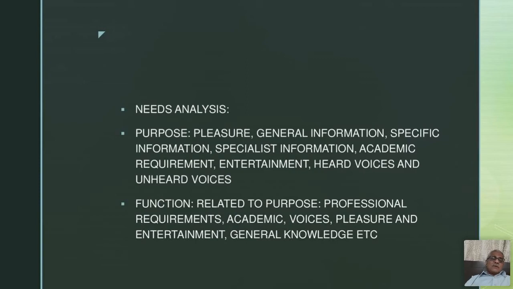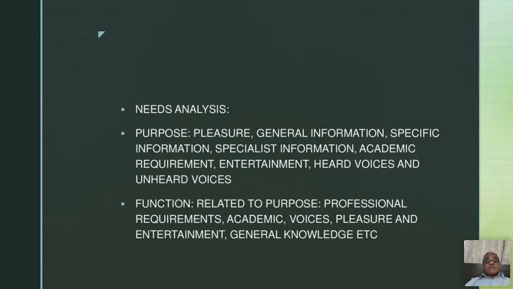So it all boils down to our needs, then the purpose, which again is related to our needs. Read for pleasure, or for general information, specific information, and specialized information. There's a difference between these two. At times we need some specific information.